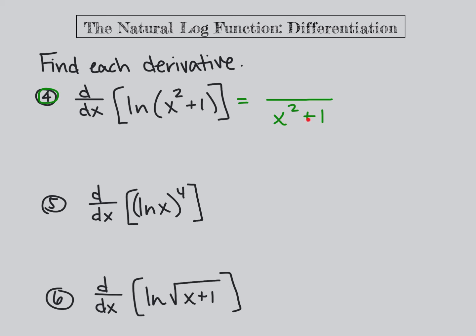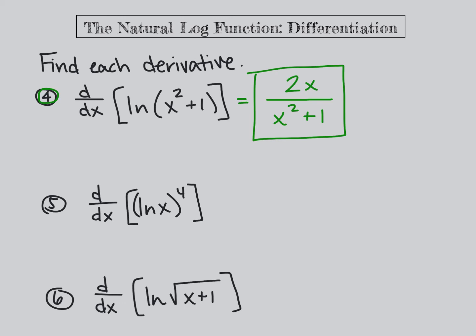So it's 1 over x squared plus 1 times the derivative of the inside. The derivative of the inside is 2x. We cannot simplify this x over x here. That is because x squared is part of a greater factor, x squared plus 1. So you cannot cancel anything here, and this is our final answer.